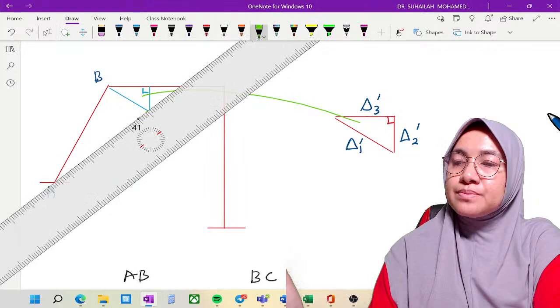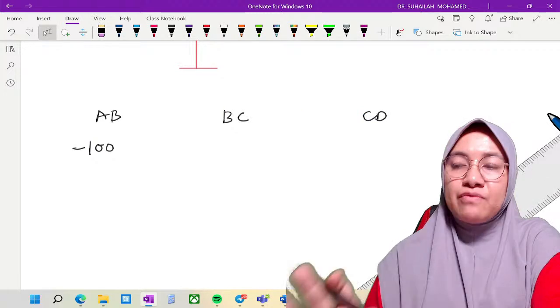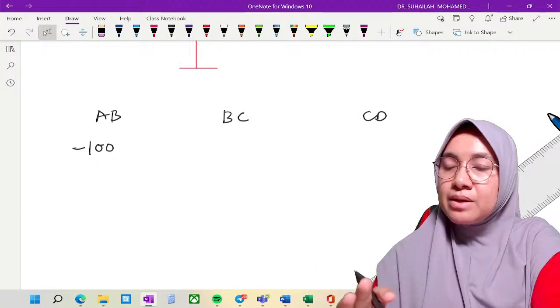The angle is positive, so FEM must be negative. That is why we need to put a negative sign to represent the right behavior. So we have to calculate this value and this value.